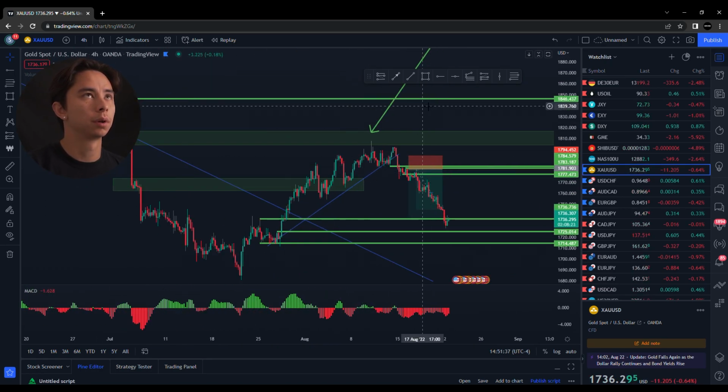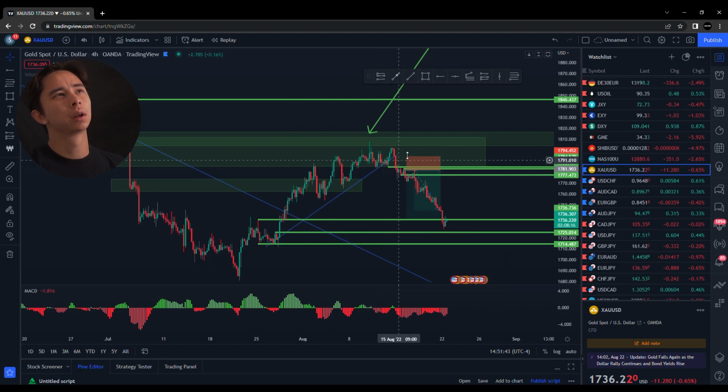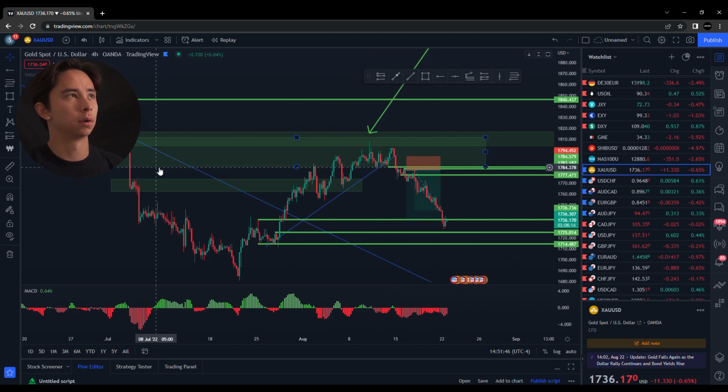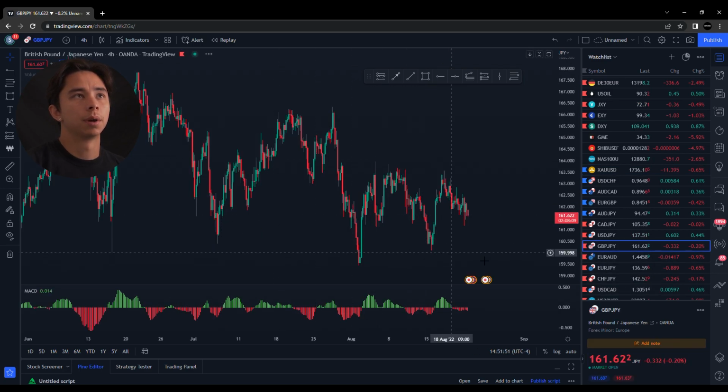So for example, I just took this gold trade recently. I grabbed this bottom to the top and pulled it across, and that's how I knew price was going to reverse out of here. So yes, that is something I like to pay attention to.